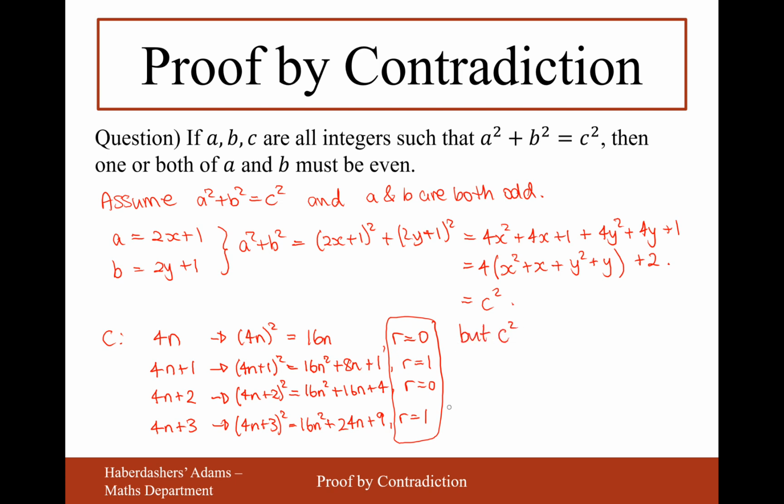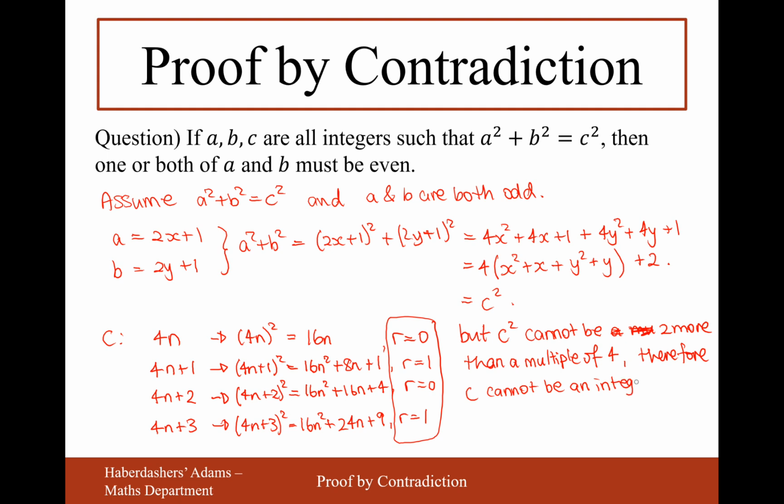But what I've just shown here is that C squared cannot be 2 more than a multiple of 4. So therefore, C cannot be an integer. And that is statement X, that is the contradiction.